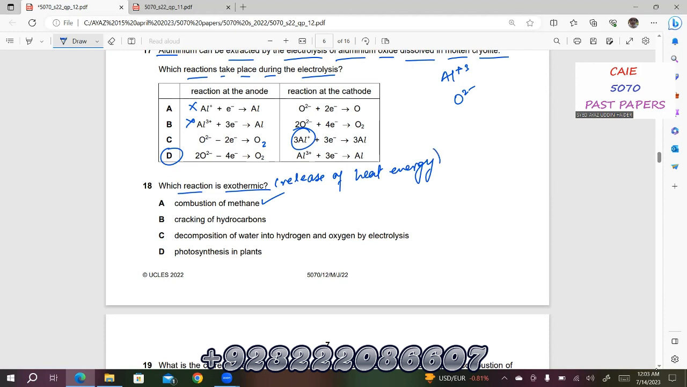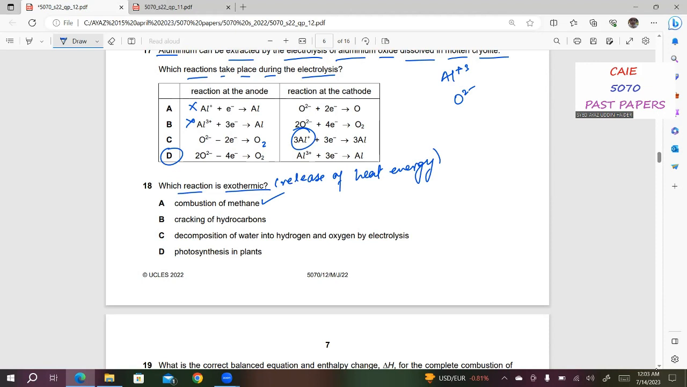For your convenience, I am reading the other choices. B, cracking of hydrocarbon. This is wrong, because in order to crack hydrocarbons we need to provide energy, which is an endothermic process. Choice C, decomposition of water into hydrogen and oxygen by electrolysis. So you are breaking water to get hydrogen and oxygen.